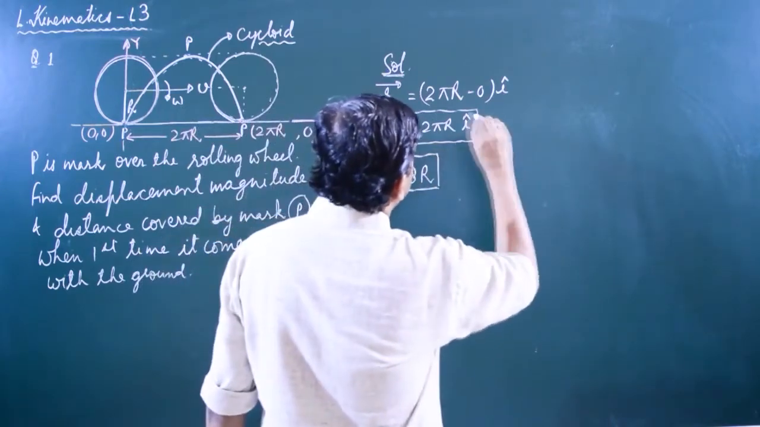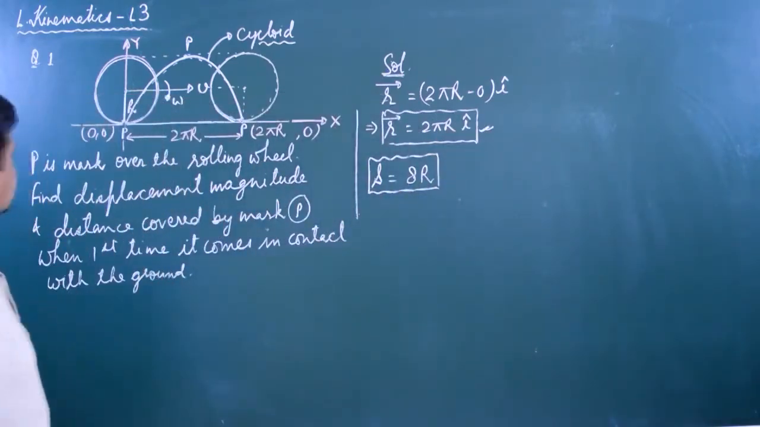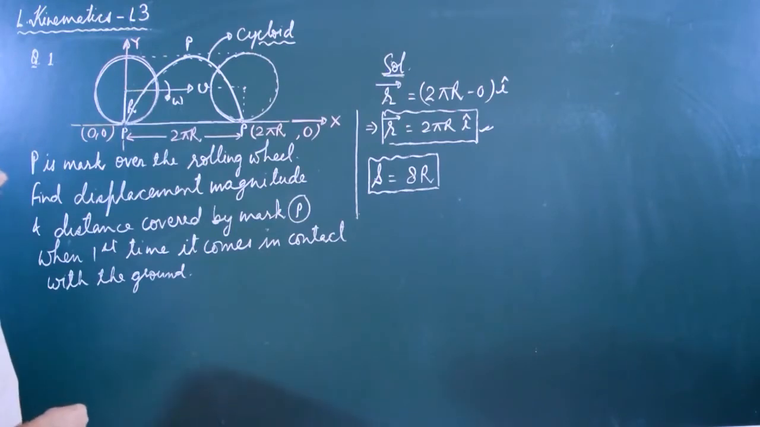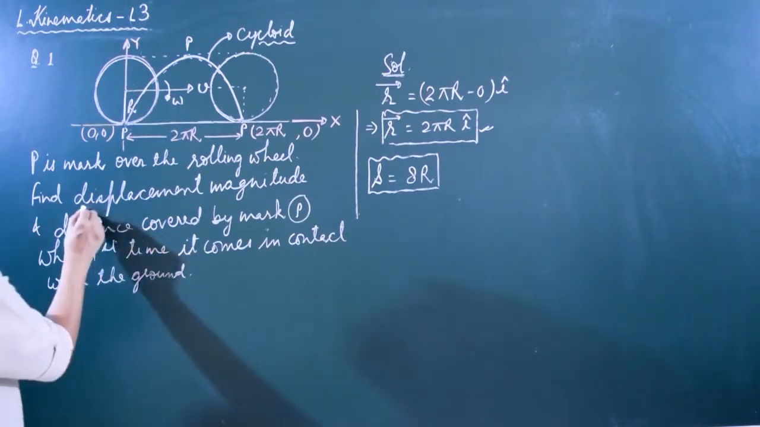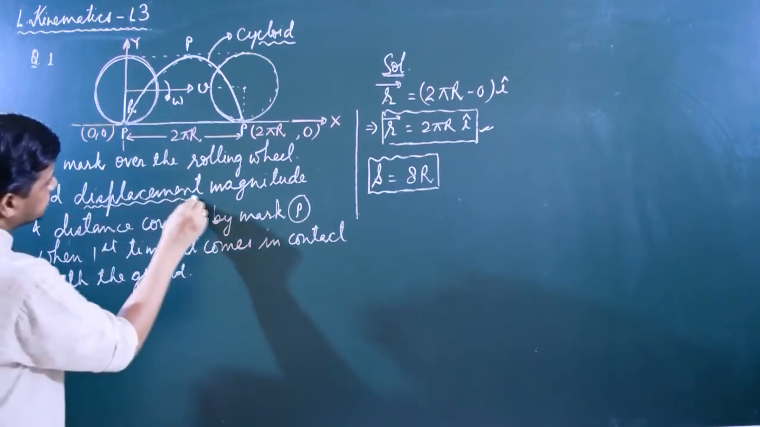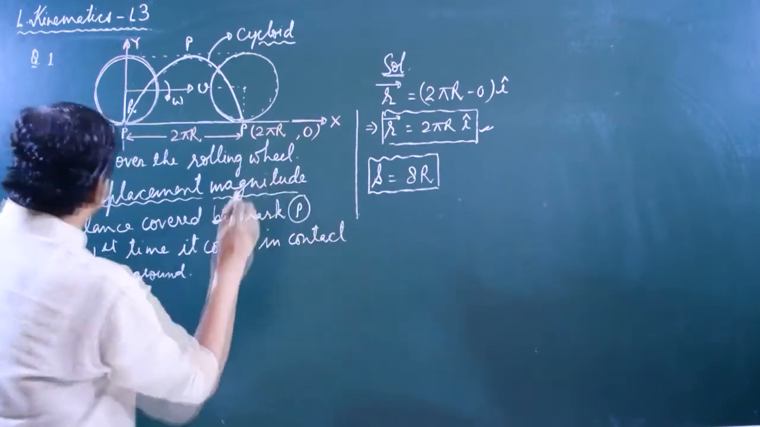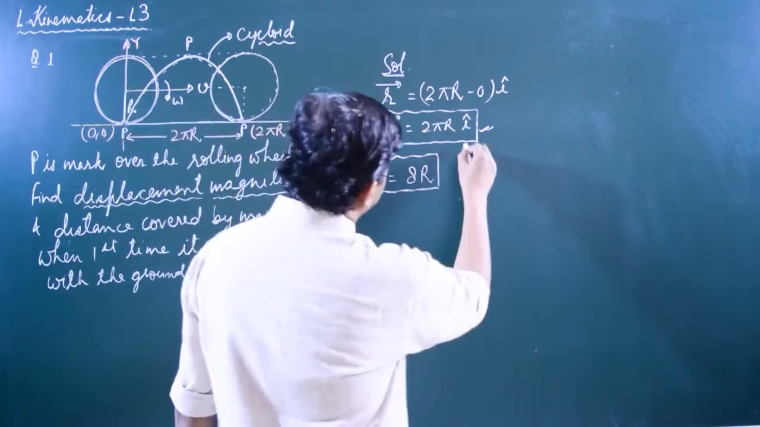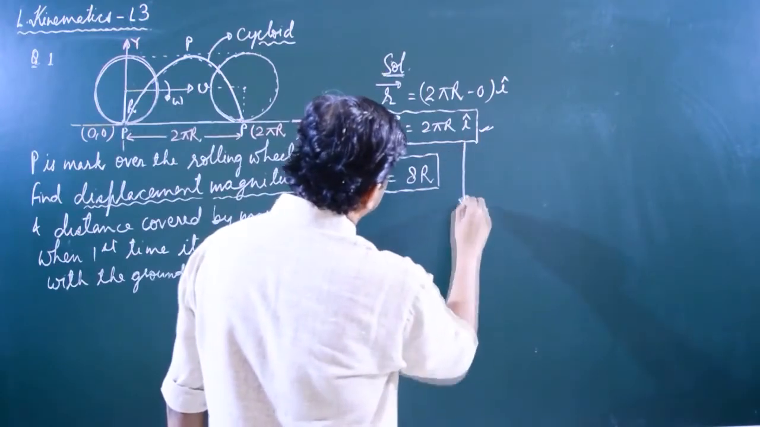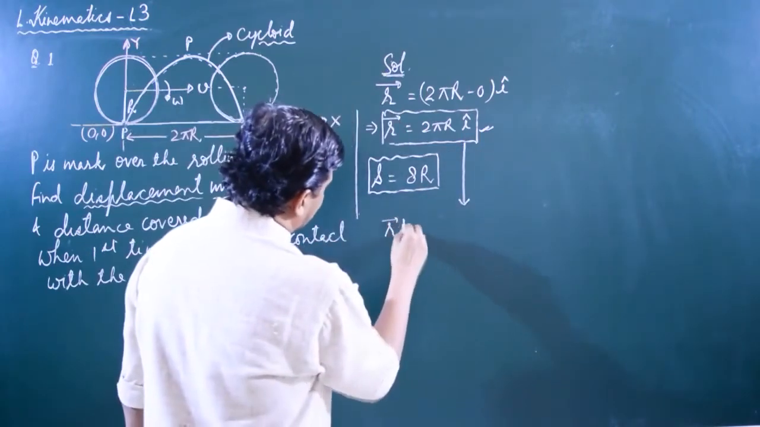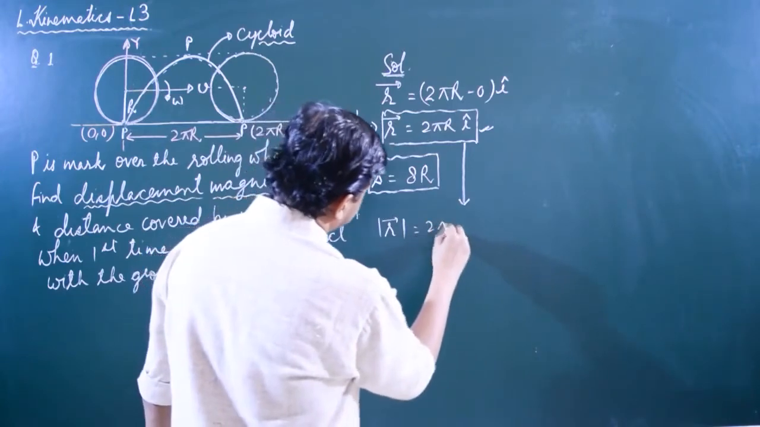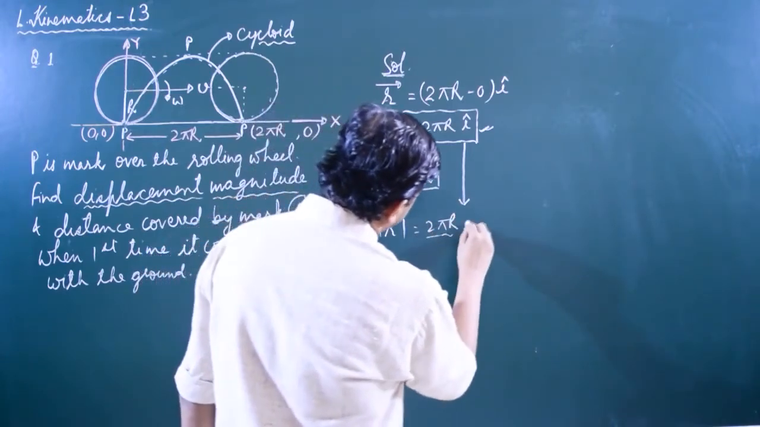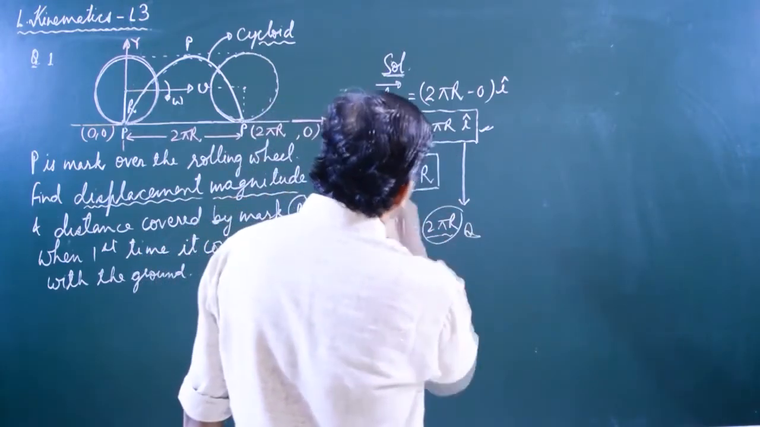So actually you have to get this value. So we should have given the question, what is the displacement of mark P, displacement magnitude. The second part will be discussed in the rotational mechanics. So what is the magnitude of the displacement? So you get the magnitude of displacement, it will be 2 pi r. It is the answer. Okay.